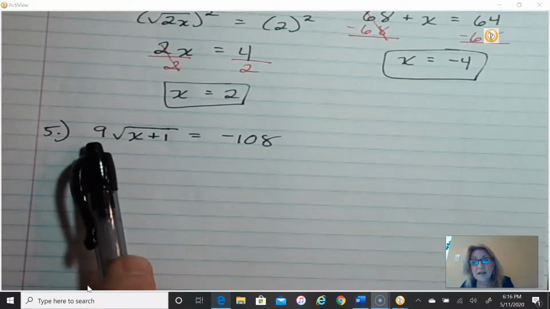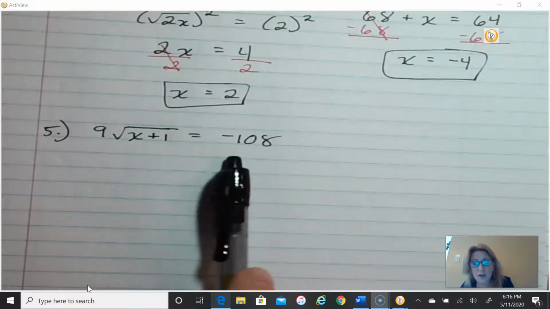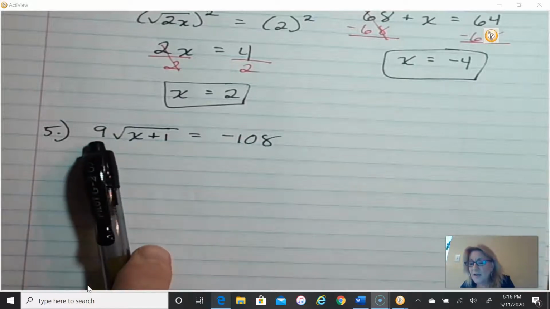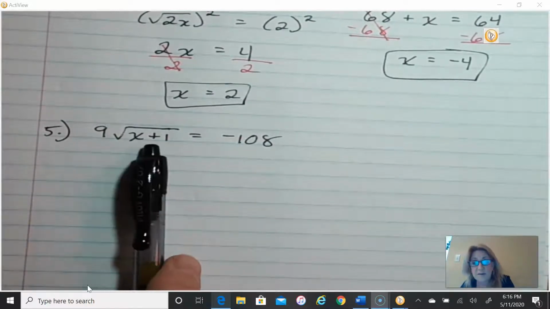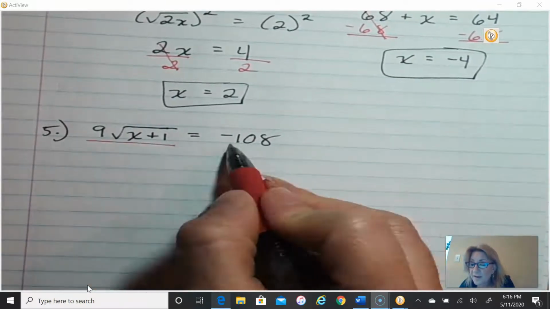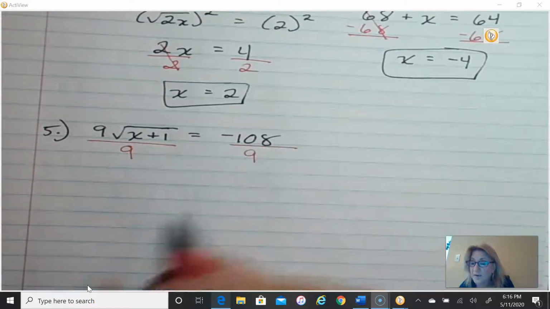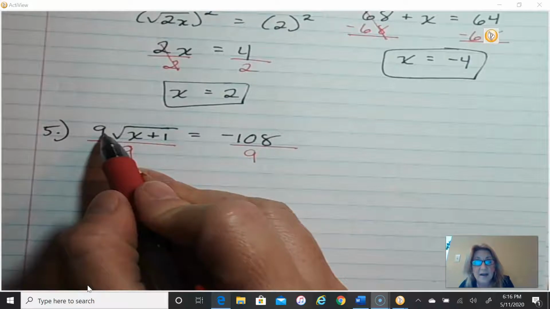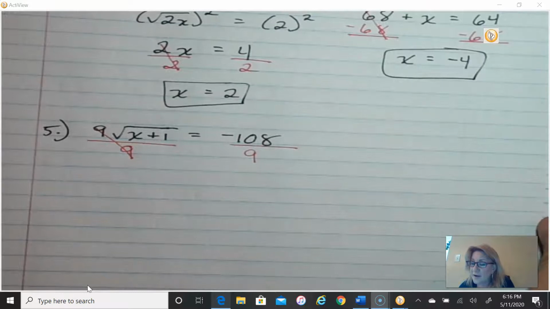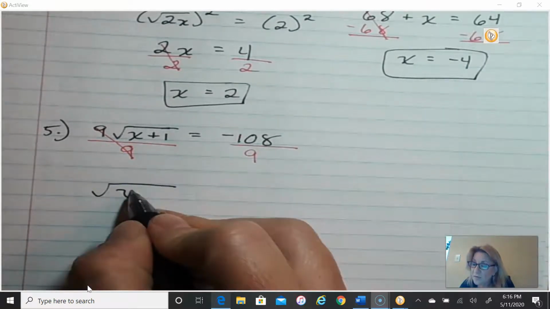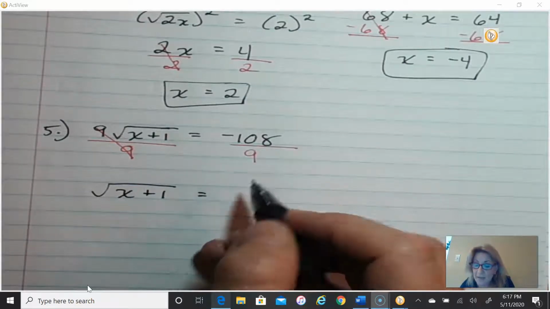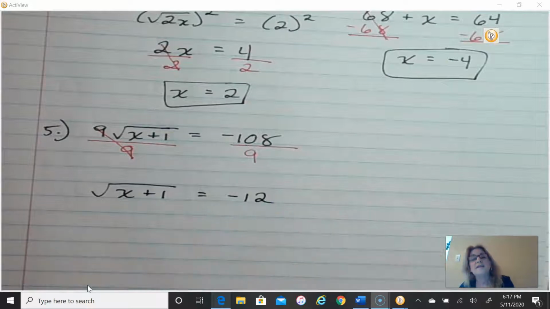We have this 9 here. We have to get rid of it first before we know if there's no real solution or not. So if 9 is being multiplied with the square root of x plus 1, again, we're multiplying here, right? The opposite is division. We're going to divide both sides by 9. Again, because that 9 is being multiplied with this whole term right here. That cancels out, and I'm left with the square root of x plus 1 equals negative 108 divided by 9 is negative 12.